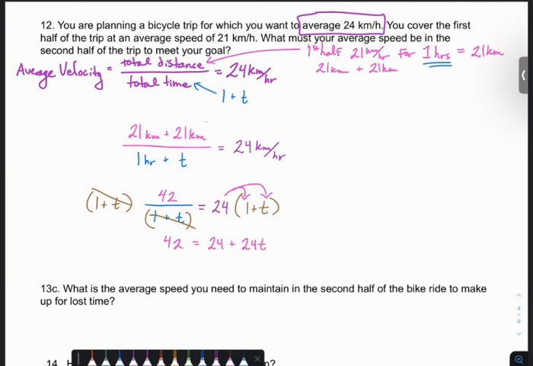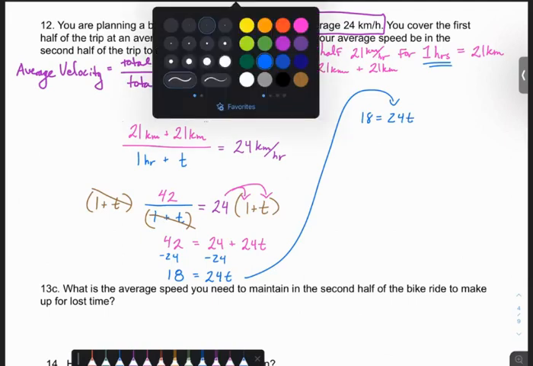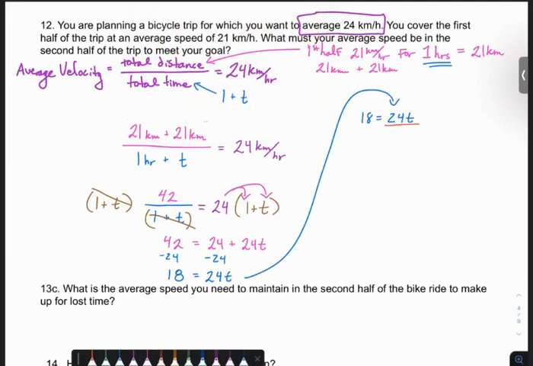And then to get t by itself, I'm going to subtract 24 from both sides. And I get 18 is equal to 24t. And then I divide both sides by 24, because it's 24 times t, I need to get rid of that.